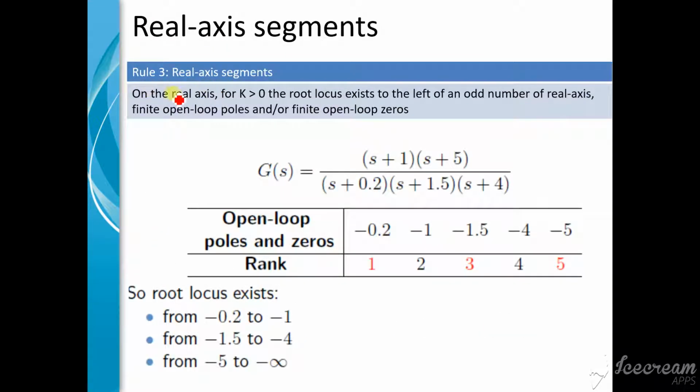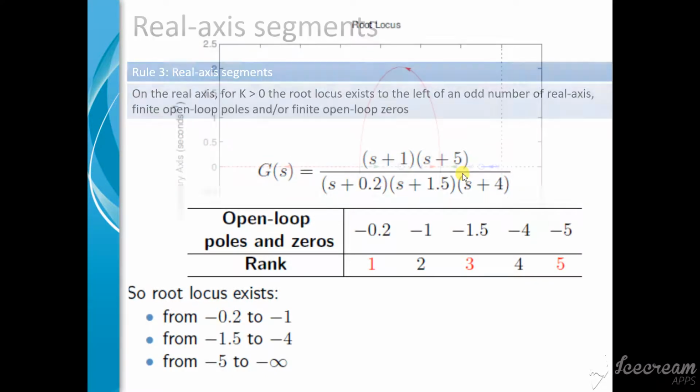Rule number 3, on the real axis for k bigger than 0, the root locus exists to the left of an odd number of the real axis. I will explain this one more. If you have a system something like this, you will define all of the poles and the zeros in the system. You have s equal to minus 0.2, s equal to minus 1.5, s equal to minus 4, s equal to minus 1, and s equal to minus 5.